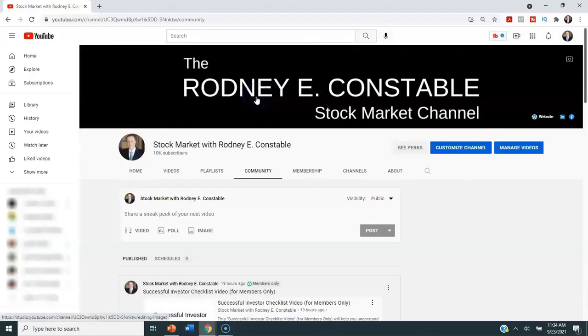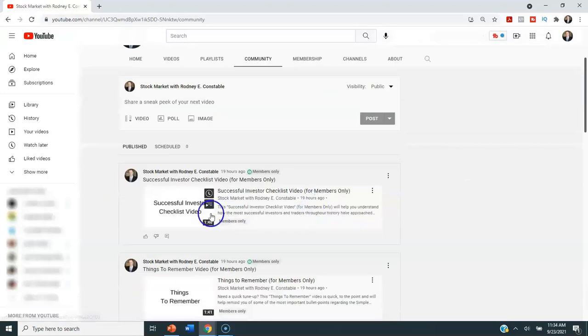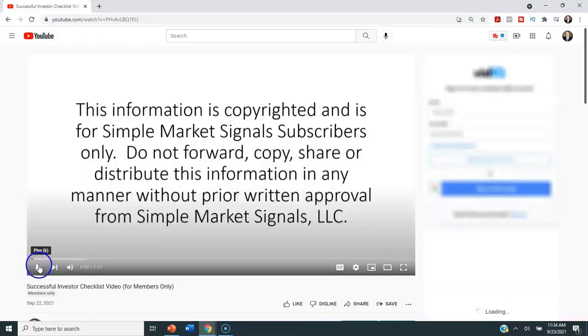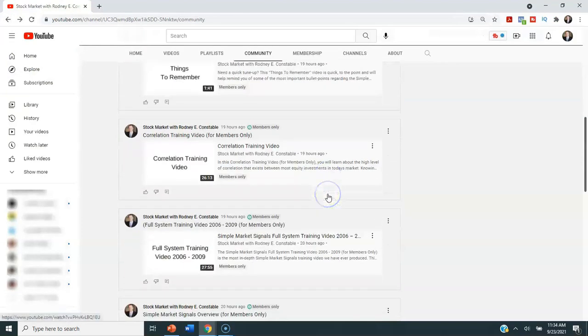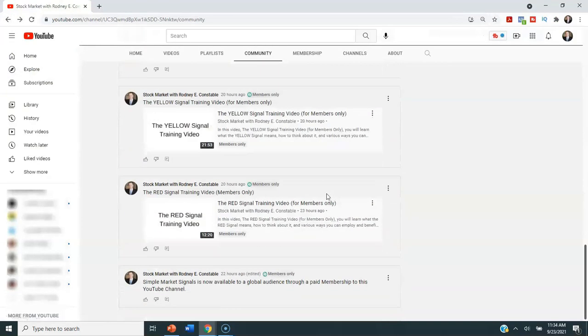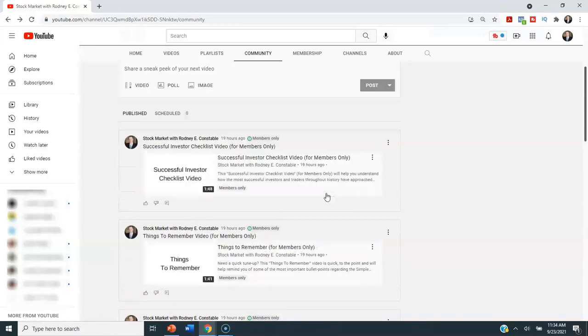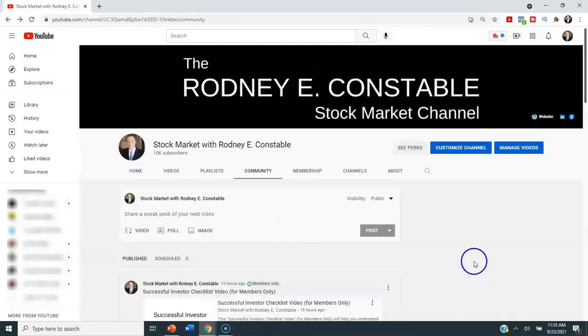Then you go over to the community tab, and this is where you will have access to the various videos, and you just click on those and it'll pull them up. I'm going to back up here. This is where all the training videos will be, as well as the weekly updates to the Simple Market Signals, under the community tab. And that's all it takes to become a member. It's quite simple.